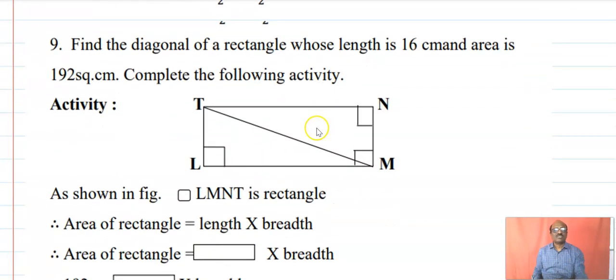Now the next question. Find the diagonal of a rectangle whose length is 16 centimeters and area is 192 square centimeters. Complete the activity. This is the 16 centimeter length, and its area is 192 square centimeters.